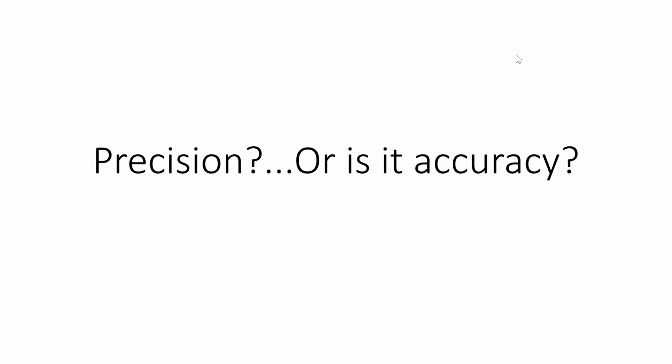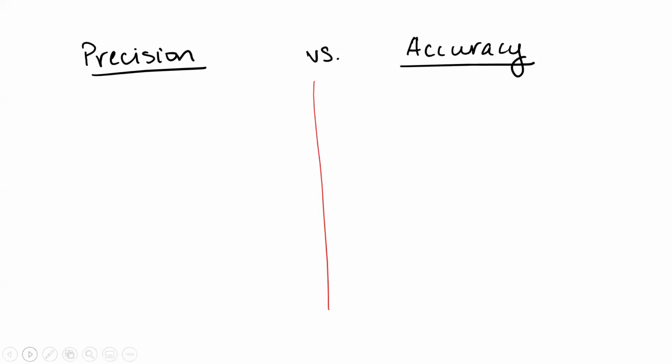Precision and accuracy aren't really as hard as they seem. It's really easy to get these mixed up, but we can learn to tell the difference. So, how do we define this difference between precision and accuracy?